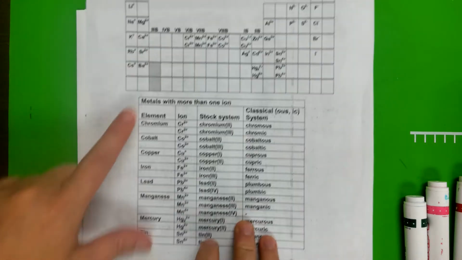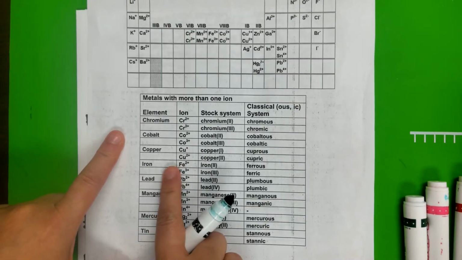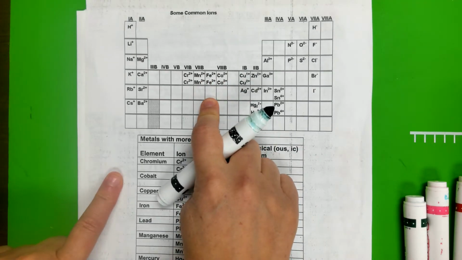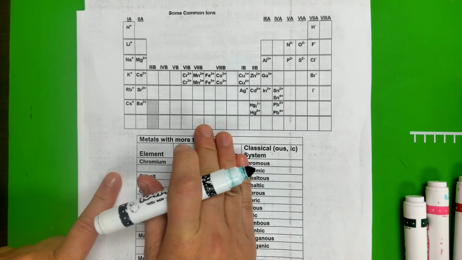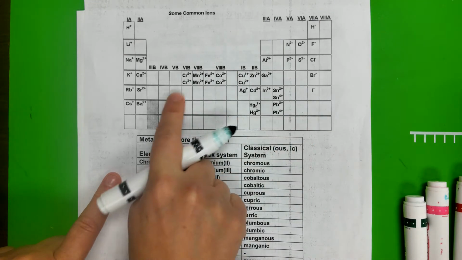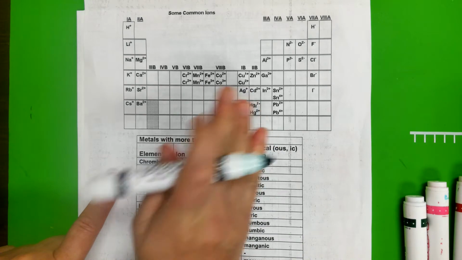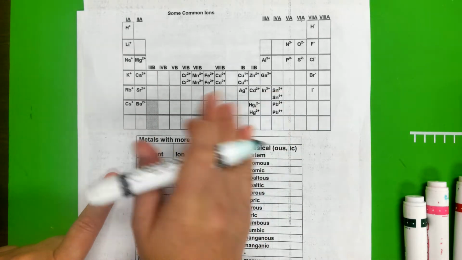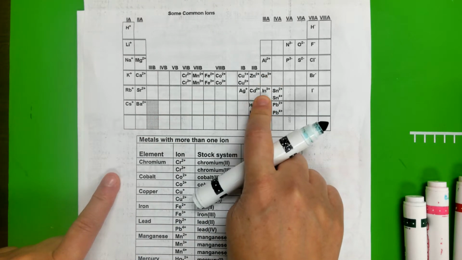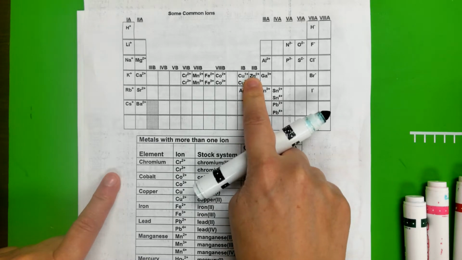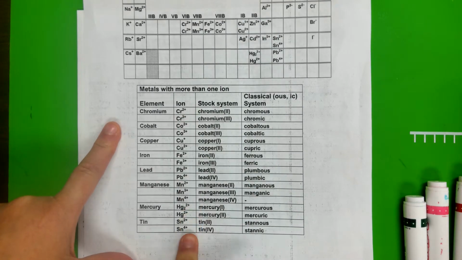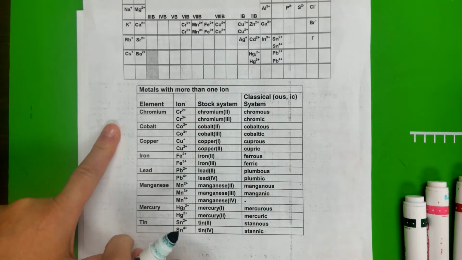As you can tell, like chromium, cobalt, copper, iron, lead, manganese, mercury, and tin, they all have multiple ions. So there's a different procedure for how to approach them, because of their multiple ions, to decide how we're gonna name them. Okay, now there are exceptions like zinc, silver, and cadmium. Those three have only one type of ion. We're talking about the ones that have more than one, which is a pretty good list that we're going to be working on in class.